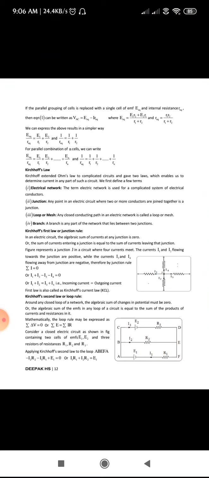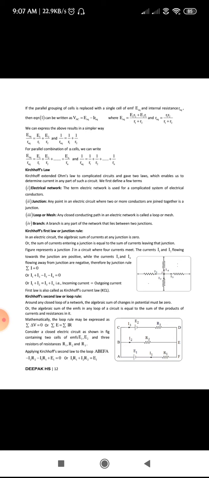Coming to the second one, it is Kirchhoff's second law or loop rule, which we also call the Kirchhoff voltage law. The sign convention to apply this law we had just gone through. Before that we will go through the statement and then the sign conventions. The statement of Kirchhoff's second law says that around any closed loop of a network, the algebraic sum of changes in potential must be 0. So in a closed loop, the algebraic sum of the potential changes must be equal to 0.